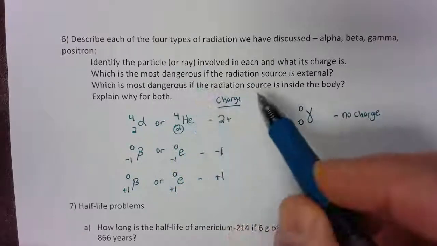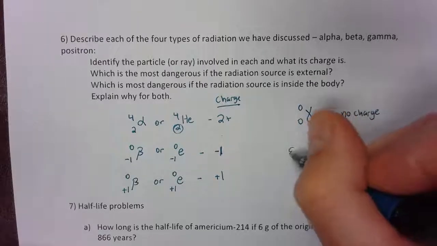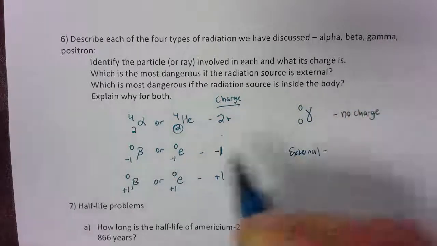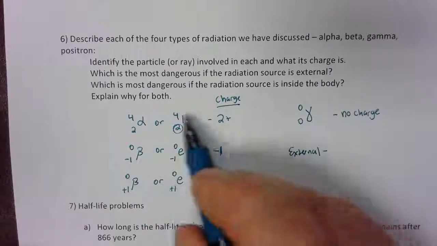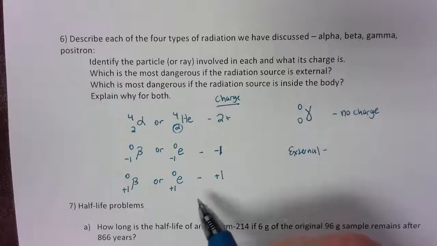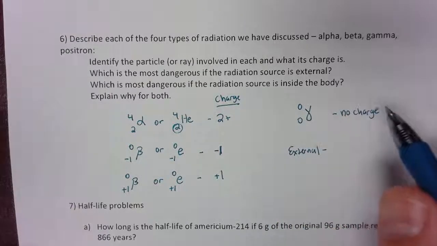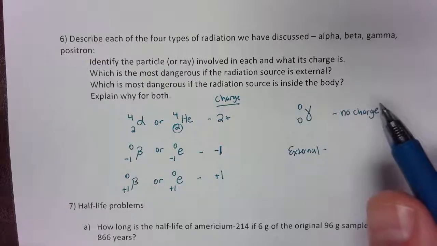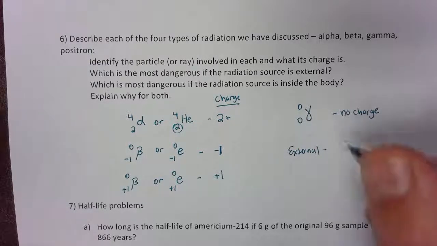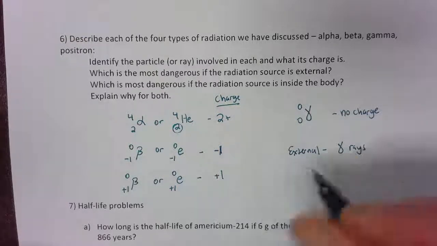As far as which one is most dangerous if the radiation source is external, that is going to be gamma rays. The reason is none of these can penetrate the skin, or at least not to a very deep level. Beta emission can sort of penetrate the skin, just slightly, but not much. However, gamma rays can go right through you. So gamma rays can go through you, and on their way through you can slam into all sorts of things, causing damage. So gamma rays are the most dangerous for external.